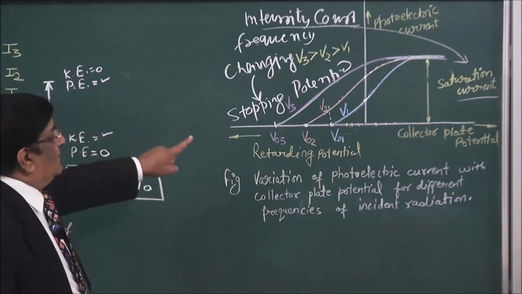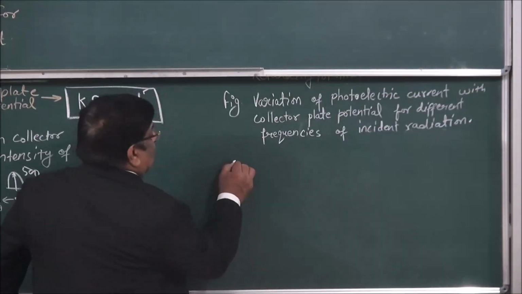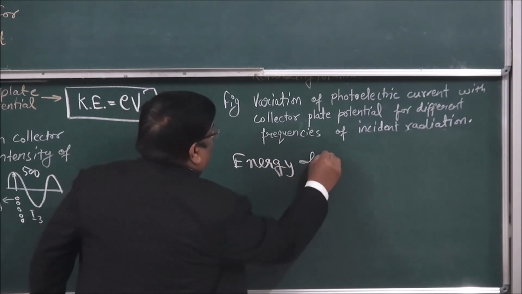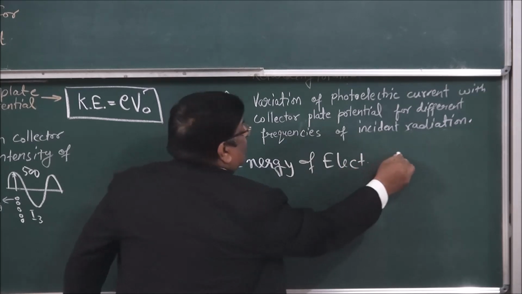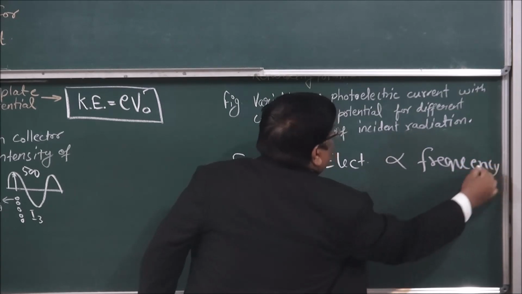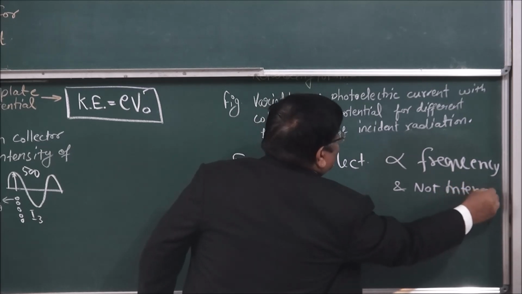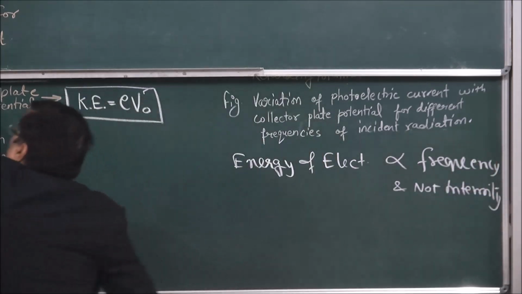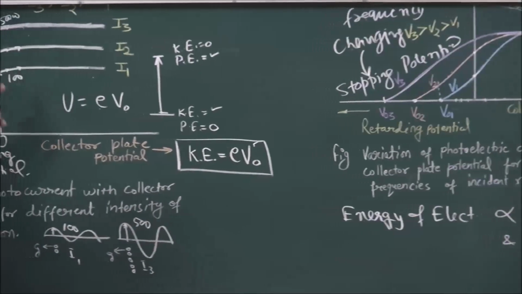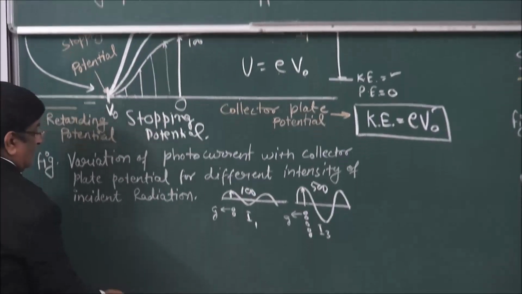So these are the two things. So here I will write what is our finding from here. So our finding is: energy of electron is proportionate to frequency and not intensity. This was again: energy of electron is not related to intensity.